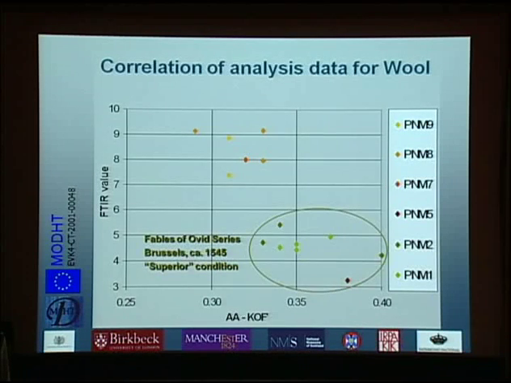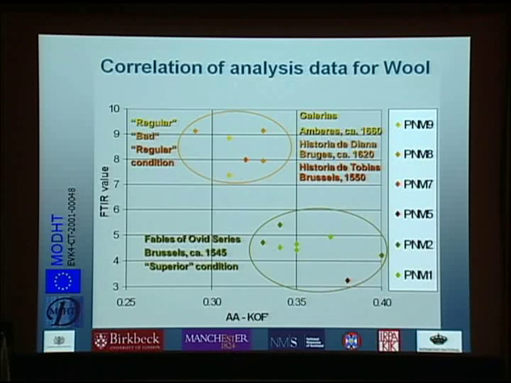And the green-brown group, they're all tapestries from the Fables of Ovid series, which by conservators were classed as a superior condition. And the others are far removed on the plot, further degraded according to the chemical analysis, and this exactly correlates also with the condition assessment by conservators, which were classed as regular or bad condition.